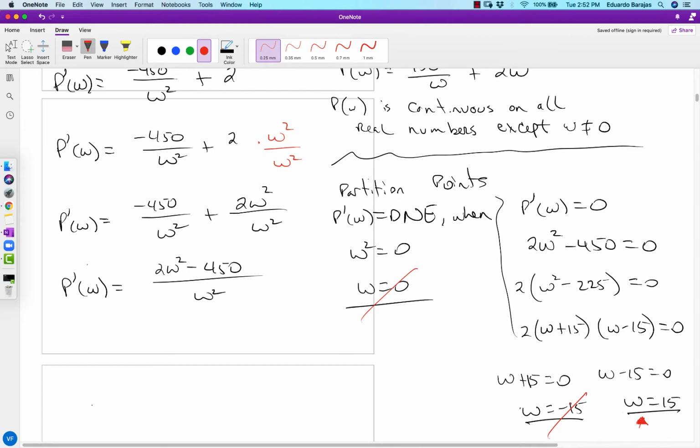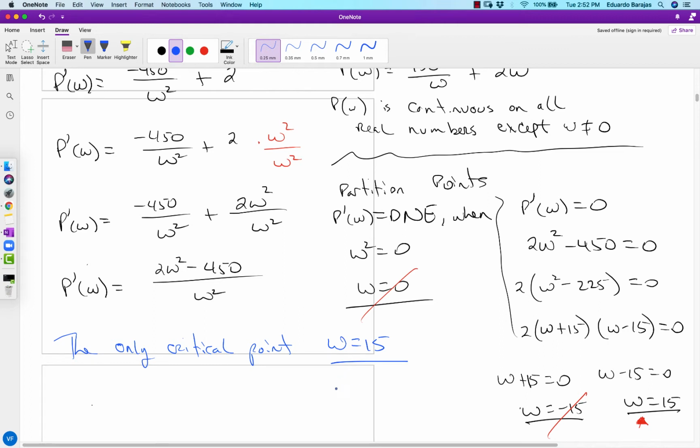Right? A critical point is a partition point that is also in the domain of our function. So we found our critical point of interest. So the only critical point is w equals 15. So that might be our answer, but we're not done yet. We have to confirm that that's our answer.